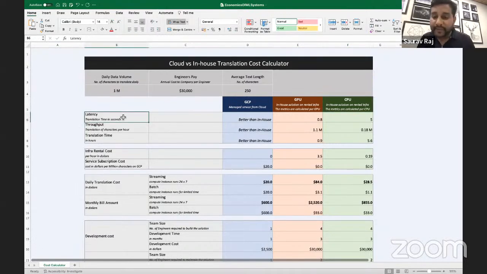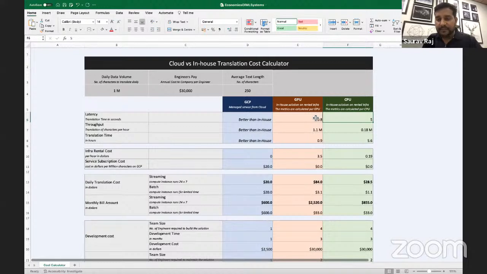When we started our journey and built the service in-house, the latency that we observed was 0.8 seconds to translate a text of up to 250 characters. This service was running on GPUs, and the solution was developed in-house. It was 5 seconds to translate 250 characters on CPUs. I've mentioned the CPU and GPU configurations that we have used; it's there in the sheet.